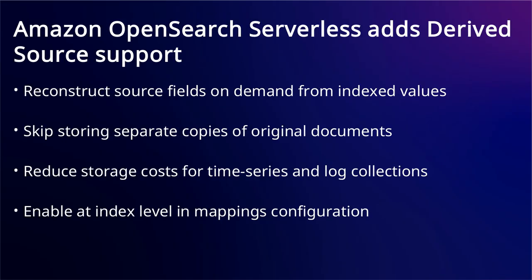OpenSearch collections traditionally store both index fields and a complete copy of the original document in the _source field, leading to increased storage consumption and costs, especially for time series and log analytics workloads with many indexed fields. Derived Source addresses this by allowing you to reconstruct source fields on demand from index values, eliminating the need to store separate copies of original documents. This approach can reduce storage costs for time series and log collections while maintaining query capabilities.